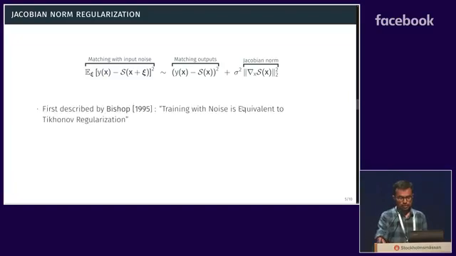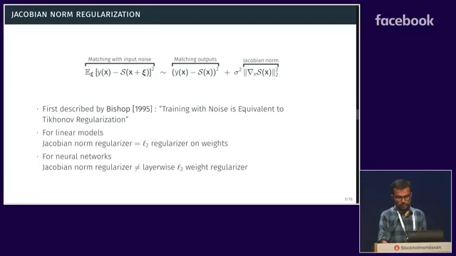But this is not a new idea. This was proposed by Bishop in 1995 in the paper Training with Noise is Equivalent to Tikhonov Regularization, where the observation was that for linear models, the Jacobian is exactly equal to the weight matrix. So Jacobian norm regularization is exactly the same as L2 weight decay. But this is not true for neural networks in general. L2 weight decay and Jacobian norm regularization are not the same. So this tells us that if we really want to make our neural networks robust to input noise, then we must be using the Jacobian norm regularization and not something else like weight decay.